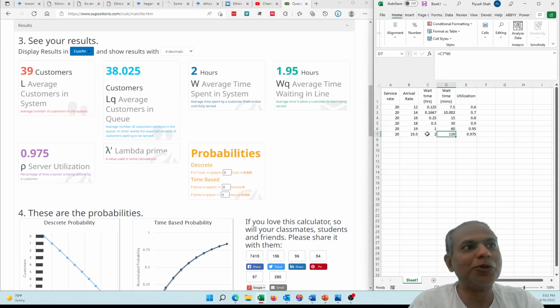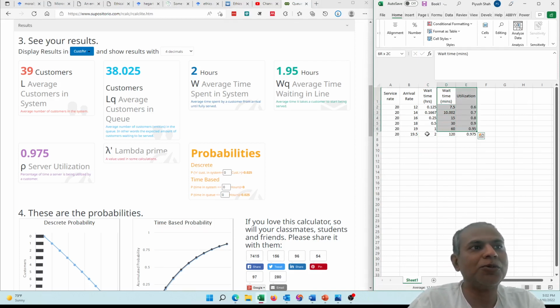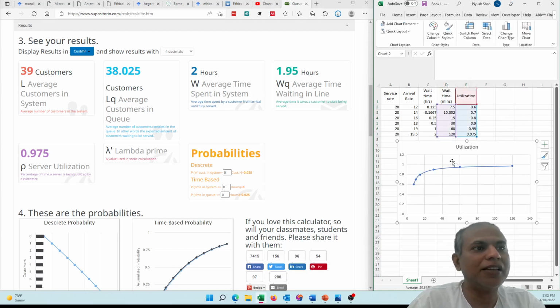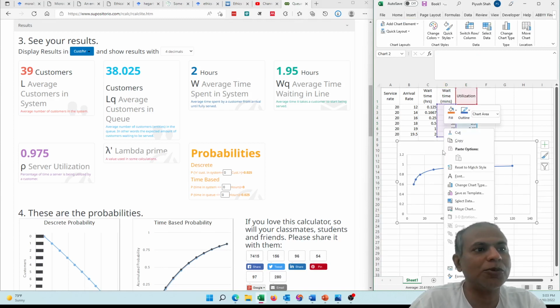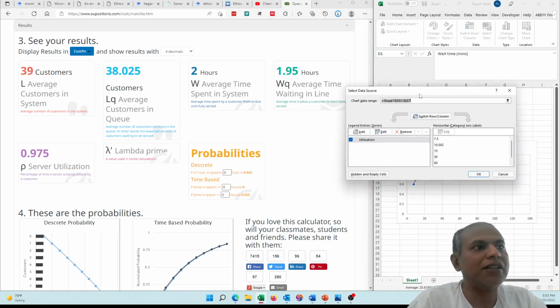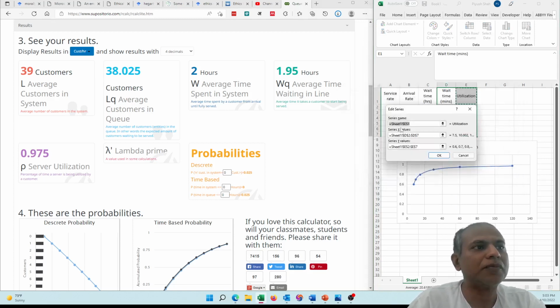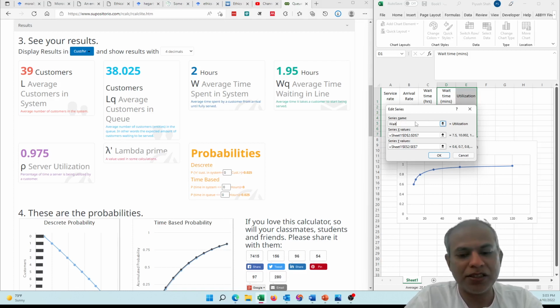So as we increase our utilization, if we plot these two on a graph of utilization versus wait time, I can go to insert, scatter chart. The scatter chart won't be correct. I need to change the order. I want the utilization on the x-axis. I'm going to go here and say select data. I have this data, so I'm going to say edit. The chart title is wait time versus utilization. That's what I want it to be called.